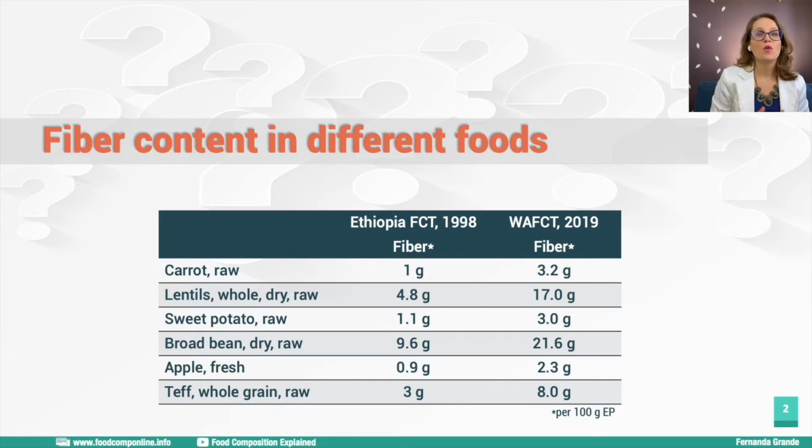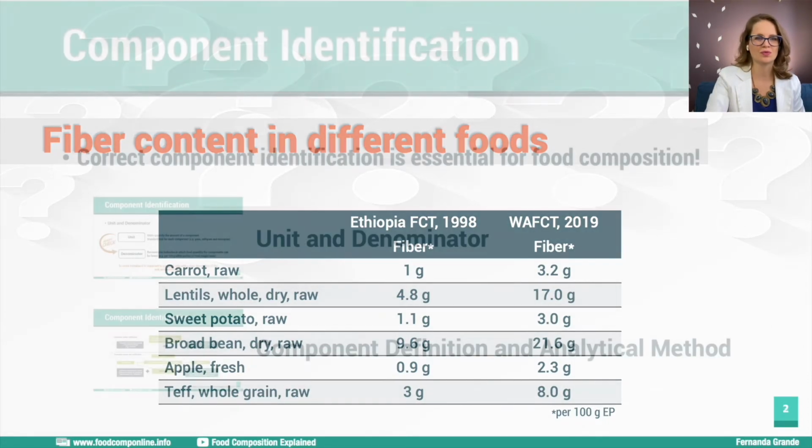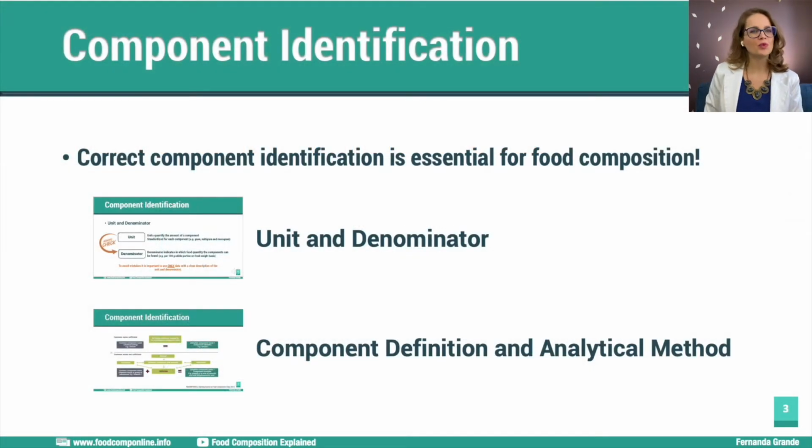So now let's see what is important to check regarding the component identification for using the data from food composition tables. So now we know that the correct component identification is essential for using food composition data. When we talk about the component identification, we are talking about two main aspects in food composition. The first one is the unit and denominator, and the second one is the component definition and the analytical method. So let's see these two important aspects that we need to check for all the components.